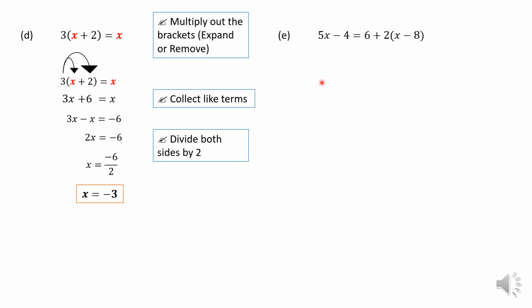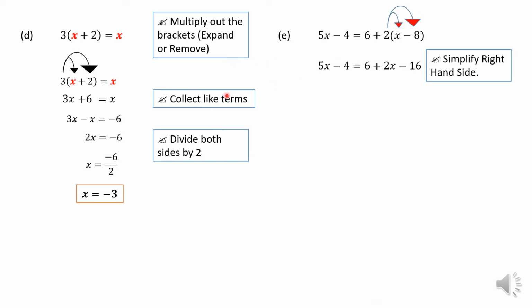So let me bring in another one. Still you have the unknown on both sides, but here there's a little something. This x minus 8 is being doubled, so you have to remove the bracket like what we did in the previous question. So I'm going to simplify that side by multiplying that 2 with the x, which gives you 2x, and 2 times the negative 8 gives you negative 16. All right, so then I clean this up a bit. So 6 minus 16 gives me the negative 10 that you see here.